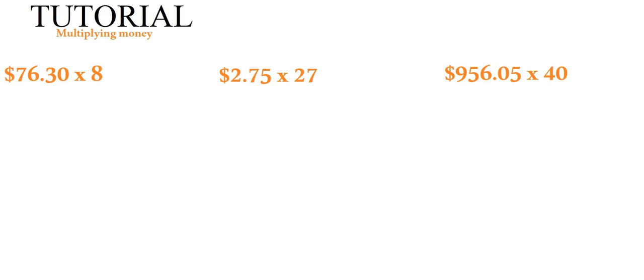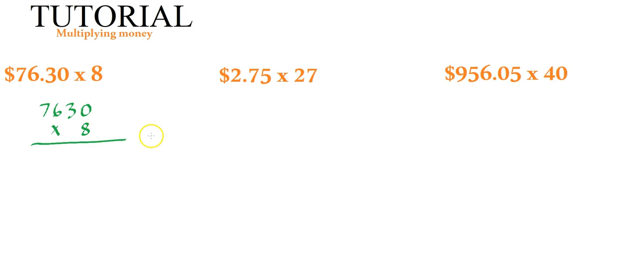So we have to multiply some money here. All we have to do really is to reorganize the original question into a format that we can actually use to solve. And also just forget about the decimal point for now. So we'll just go 7630. Keep all the digits and we'll sort out where the decimal point goes at the end.